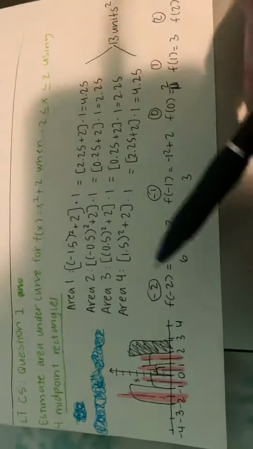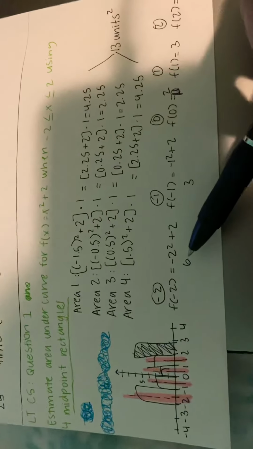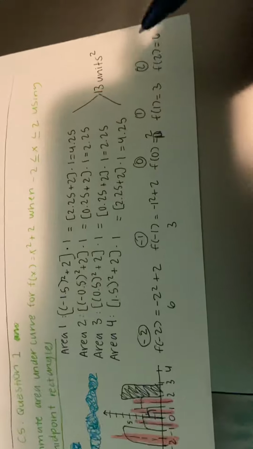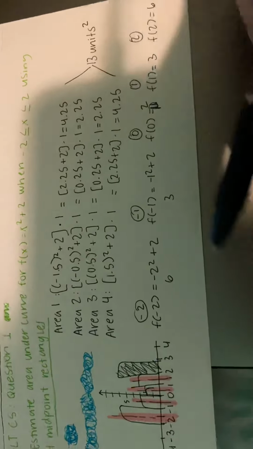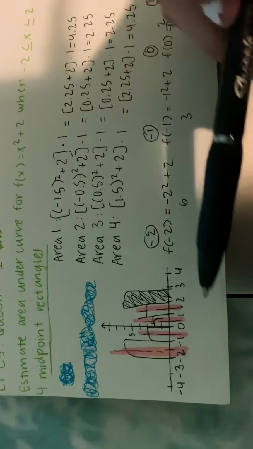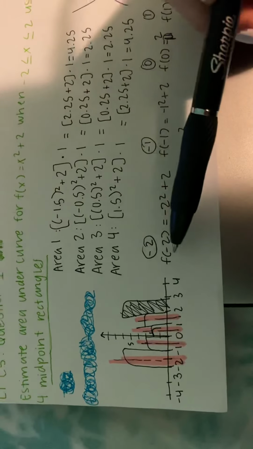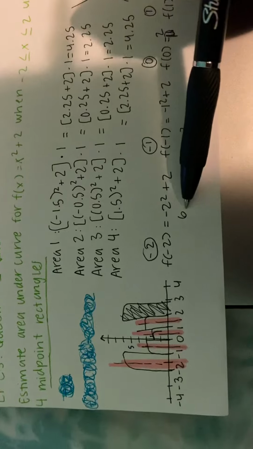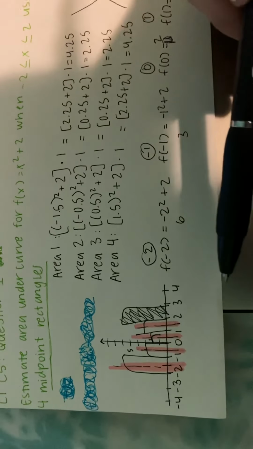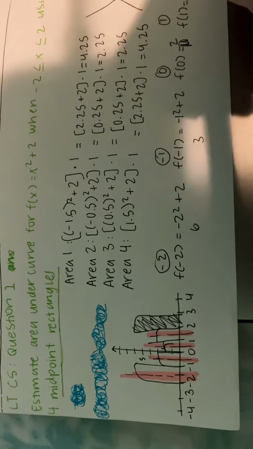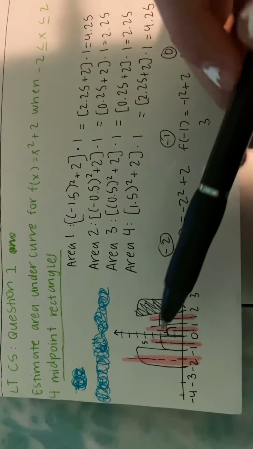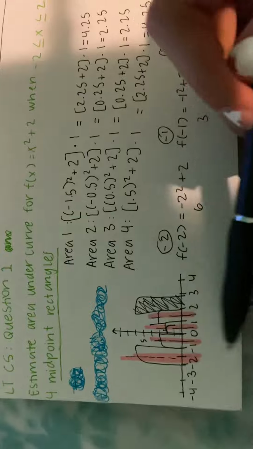So you would do f of -2 equals -2 squared plus 2. That would give you 6, all the way until 2. So whenever you get these numbers, you would be able to make a graph. So for example, for f of -2 goes all the way up to 6 because that's the value you got. So after you do that for all 4 of them, since there are 4 midpoint rectangles, you're going to use the point in the middle of the rectangle.